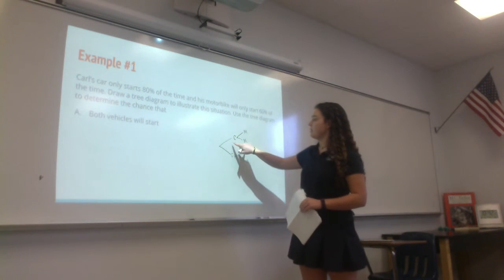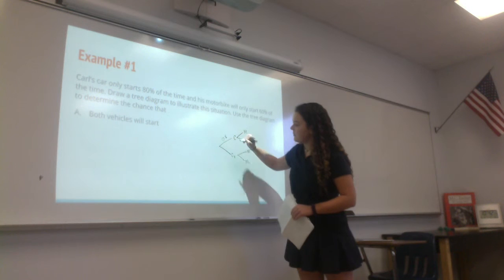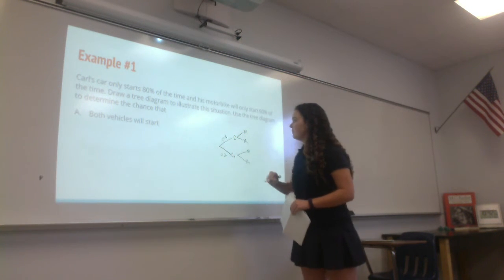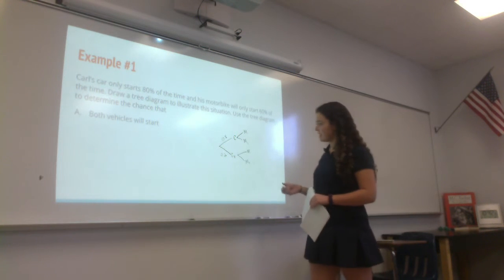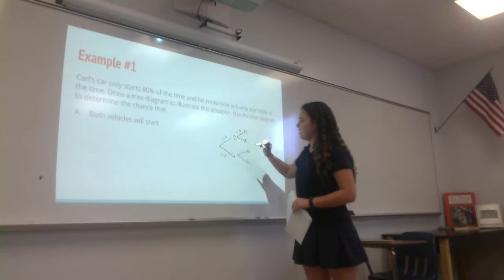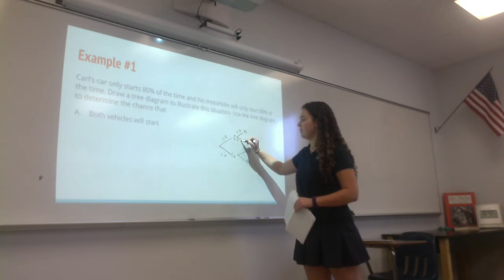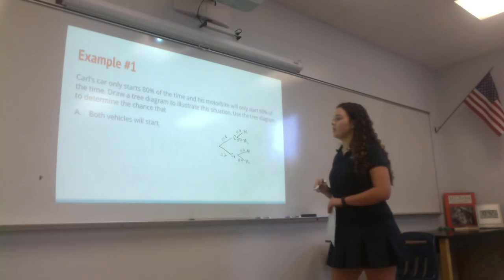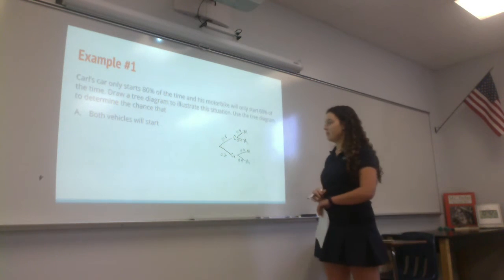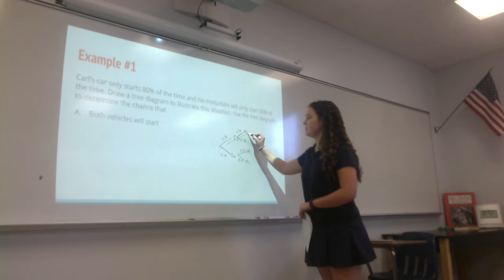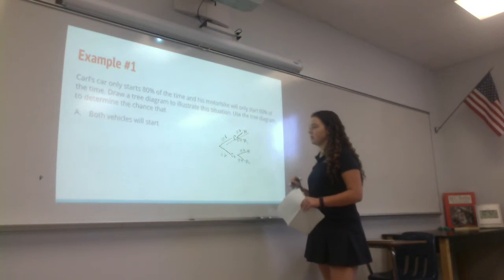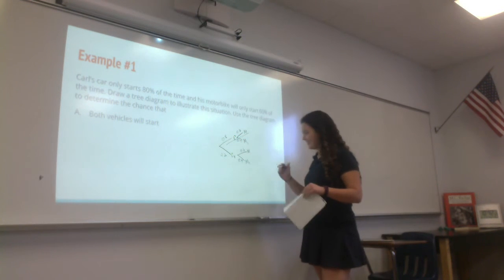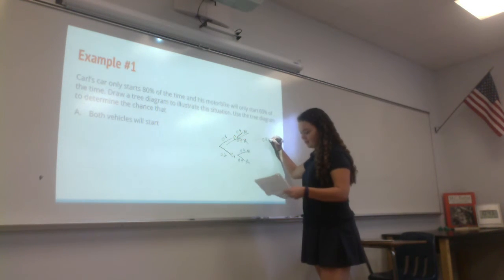So it says the car only starts 80% of the time, so that'll be 0.8. And the other, 1 minus 0.8, is 0.2. His motorbike only starts 60% of the time, so that's 0.6. And not starting is 0.4, and the same thing here. So if we wanted to find the probability that both vehicles will start, we have to look at this branch right here, since this is both vehicles starting, and 0.8 times 0.6 is equal to 0.48.